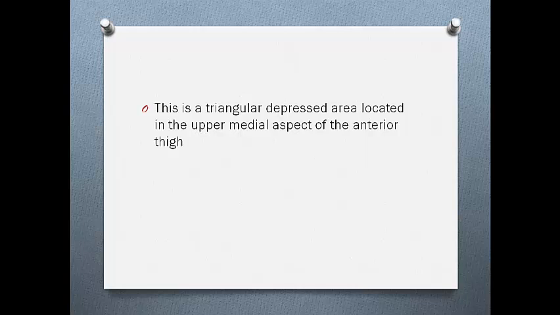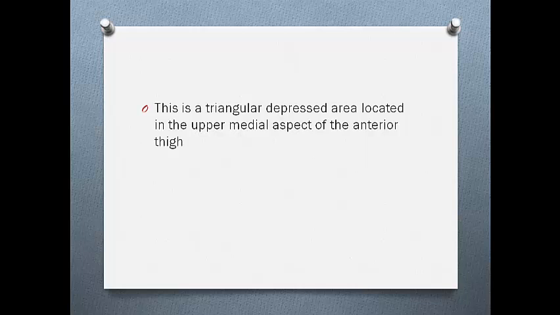The femoral triangle is generally a triangular depressed area that is located in the upper medial aspect of the anterior thigh. So just generally in anatomy, whenever we have certain muscles or structures that form a specific region that has important organs or important structures there, we tend to focus on it. So the femoral triangle is one of those regions.